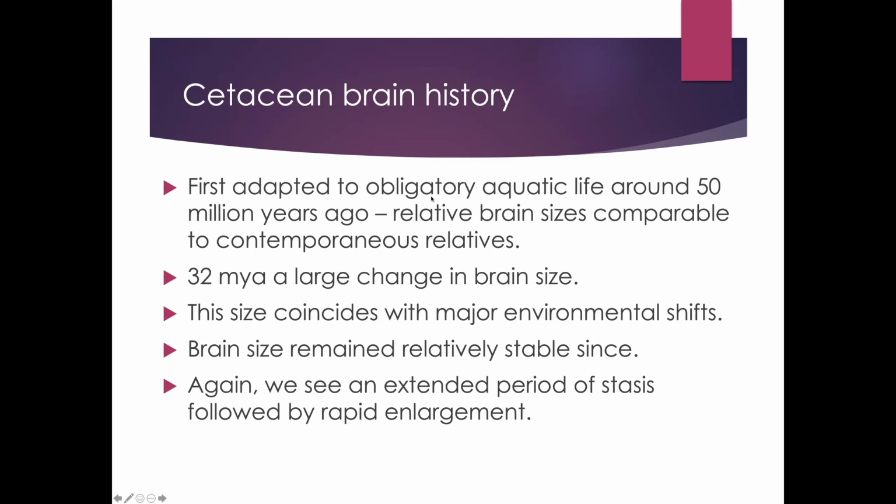So if we look at cetacean brain history, they were first adapted to an obligatory aquatic lifestyle around 50 million years ago. Their relative brain size and the scaling of it was comparable to their relatives that were living on land. Then 32 million years ago, there was a large change in brain size. And this change in brain size coincided with major environmental shifts. After that, brain sizes remained relatively stable. So the important thing is we again see an extended period of stasis followed by a rapid enlargement. This is the second time we've seen this in animals that have brains greater than 700 grams.